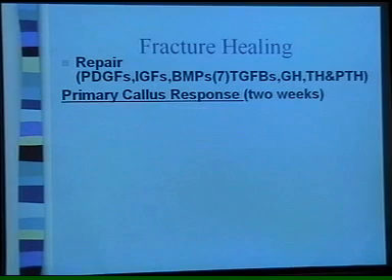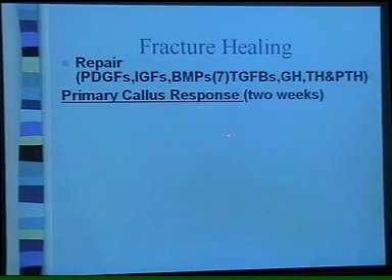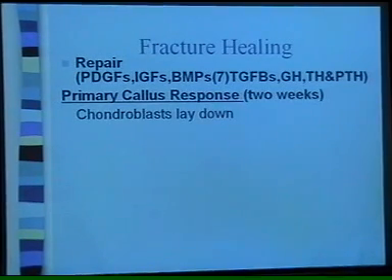Here, at the repair phase, it starts to become a soft callus. Then we have a hard callus. That's when the remodeling happens. Now, repair is mediated by all these chemotactic mediators, which are released by these cells that are trapped in this fibrin clot, and starts the primary callus response. That's what we say, that within the first 2 weeks, the fracture is stabilized with a jelly-like material. This is a primary callus. It is cartilaginous, and it is done by the chondroblasts. Chondroblasts are invited by these.